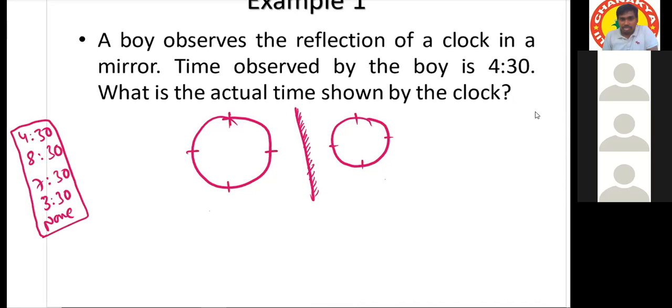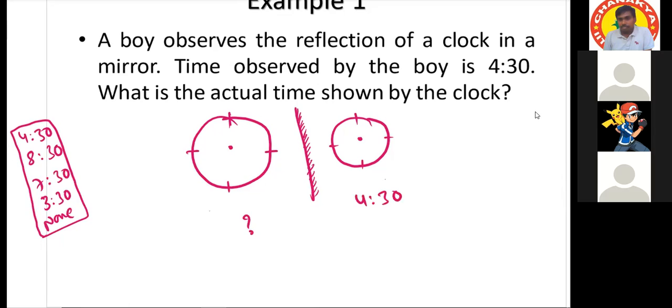Let me draw the timing. So the given time 4:30 is in the mirror or in the original? Sir, in the mirror. In the mirror it is 4:30. So in the original we need 8:30. At 4:30, our hour hand is on number 4 and the minute hand is on number 6, right? Yes, sir. The number 4 means it will be number 8, and the minute hand is on number 6 only. The vertical line will not change in the mirror, right? So here the answer is 8:30, which is a wrong answer.